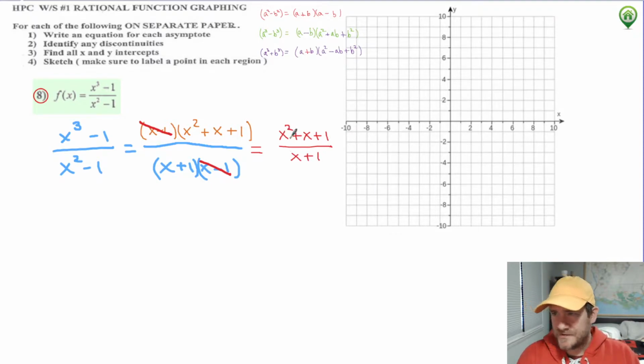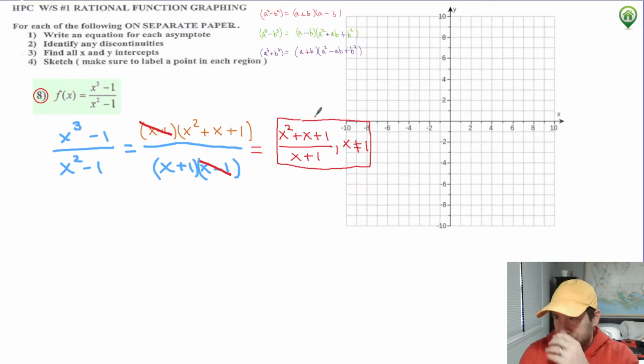And notice I'm not checking if this quadratic is factorable because I know that it isn't. Every single time you factor a difference of cubes, the quadratic bit that you get over here, it'll never be factorable. So you don't even have to check. So what am I supposed to say now? I'm supposed to say that x can't be positive 1. Okay, so there you go.